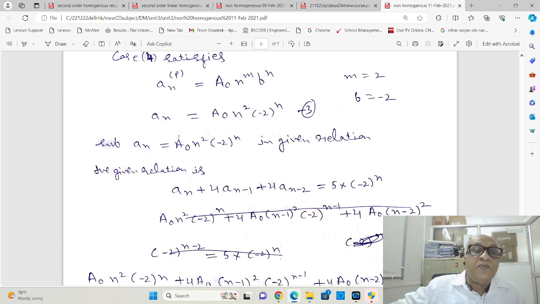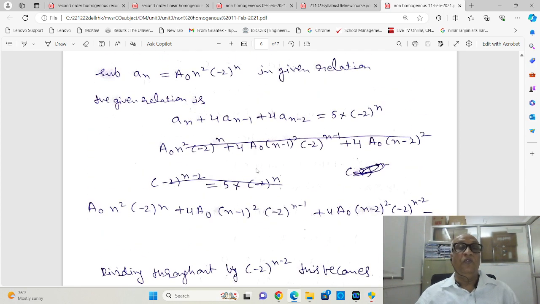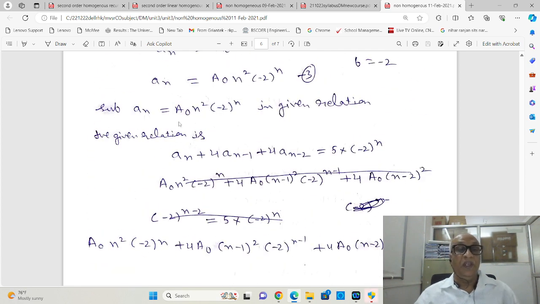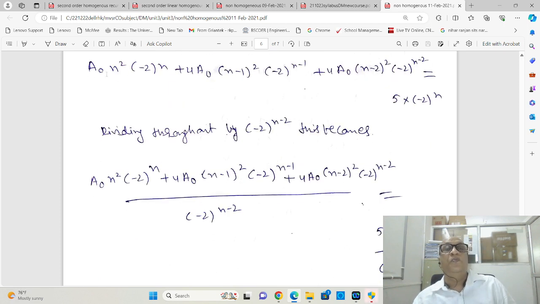Now we will be substituting this in the relation. What is our relation? An plus 4an minus 1 plus 4an minus 2 equal to 5 into minus 2 to the power of n. So wherever I get an, I will be substituting that with a0 n square multiplied by minus 2 to the power of n. So that becomes: a0 n square minus 2 to the power of n plus 4a0 n minus 1 whole square into minus 2 to the power of n minus 1 plus 4a0 n minus 2 whole square into minus 2 to the power of n minus 2 is equal to 5 into minus 2 to the power of n.